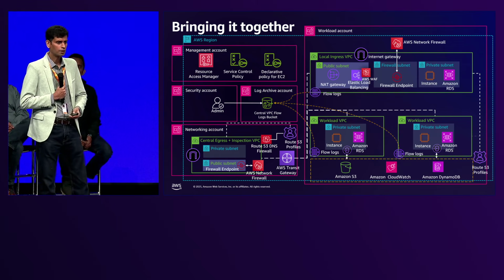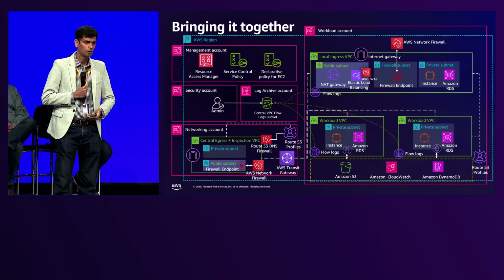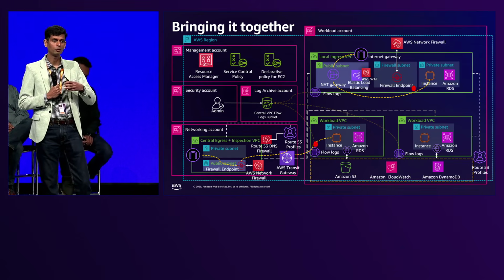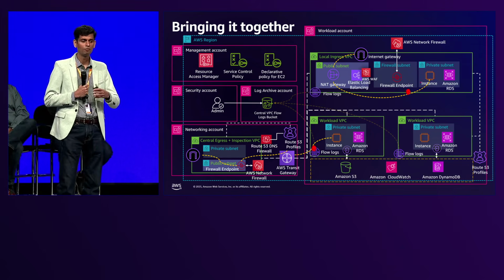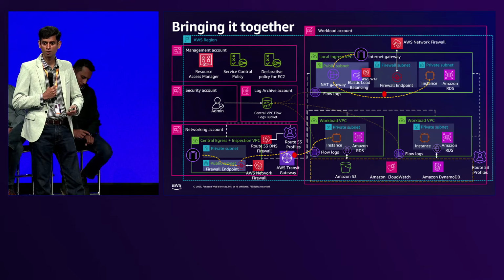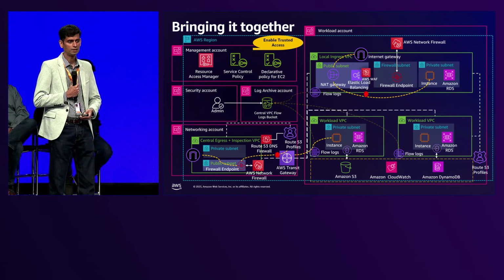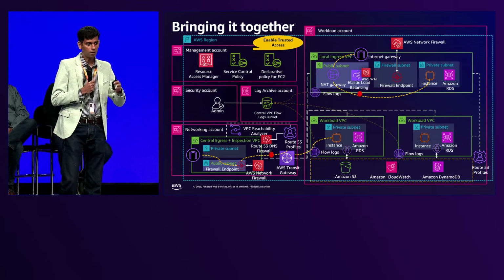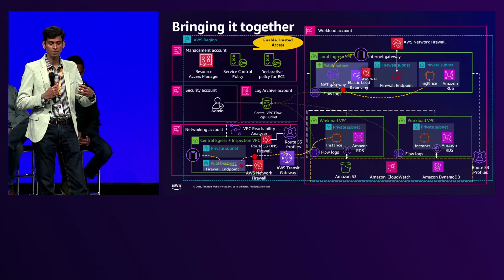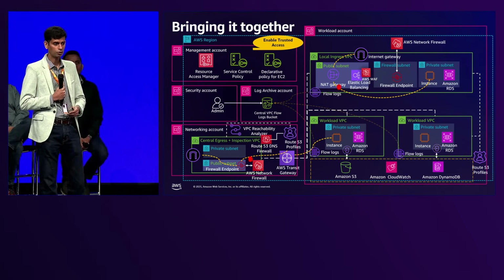The other thing that you can do is, in this particular architecture, you will also see that your connectivity paths are crossing VPC and account boundaries. So now you can do the VPC reachability analysis across your multi-account structure. You can enable trusted access in the management account and then have your VPC Reachability Analyzer be part of that central networking account and perform that connectivity validation across your accounts.